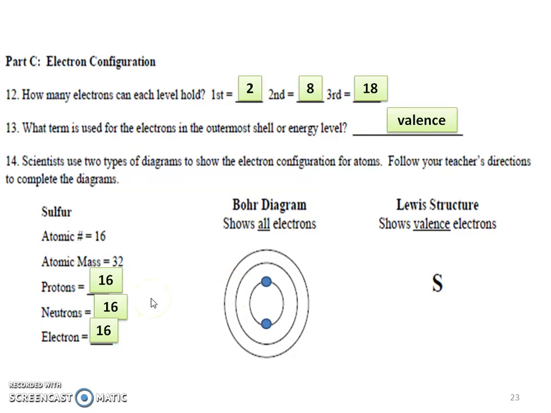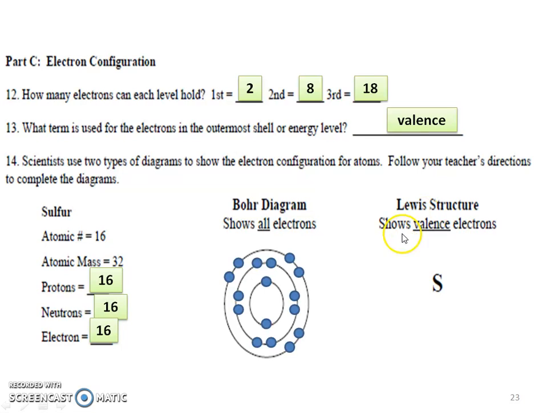So remember, 2 are going to go on the first energy level, and that's what it says here. We're going to always refer back to this number 12. 8, and it doesn't really matter the order, 8 is going to go on the second. So 2 and 8 is 10, and we still have 6 more to go. So we can fill it up to 18, so we're going to just put all 6 on there.